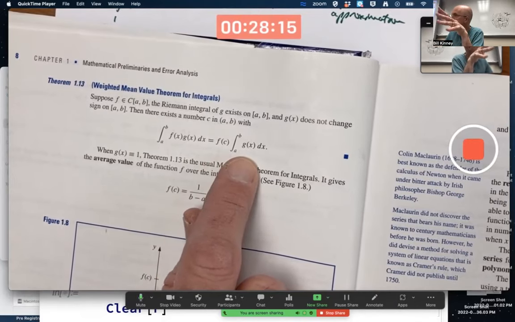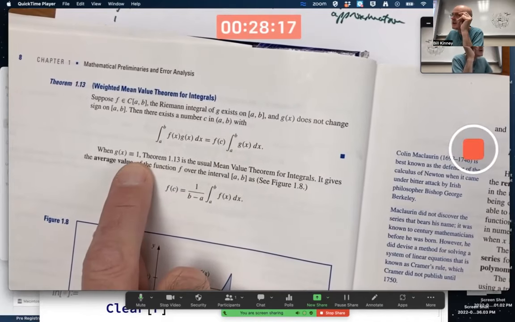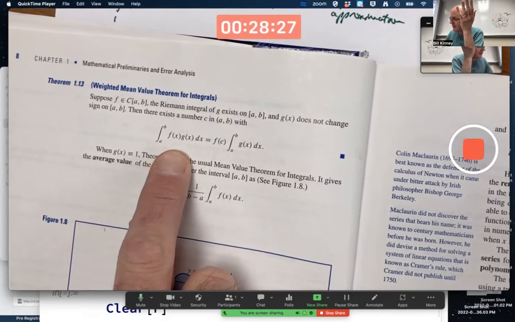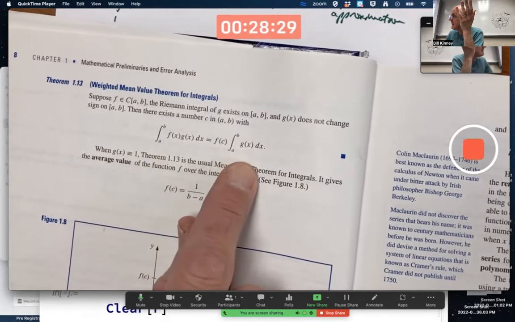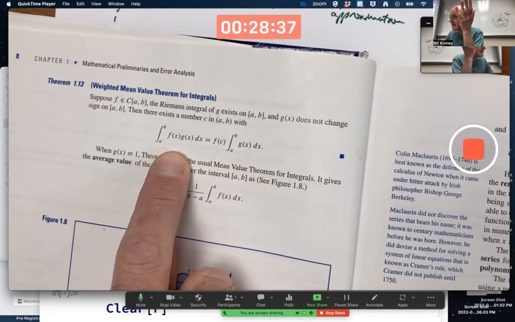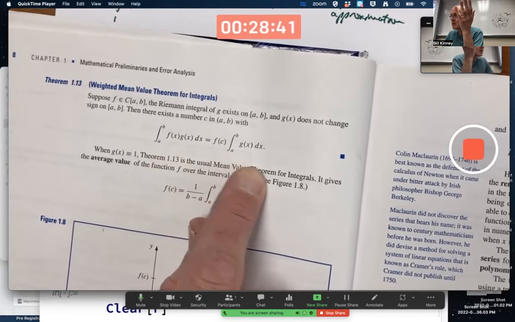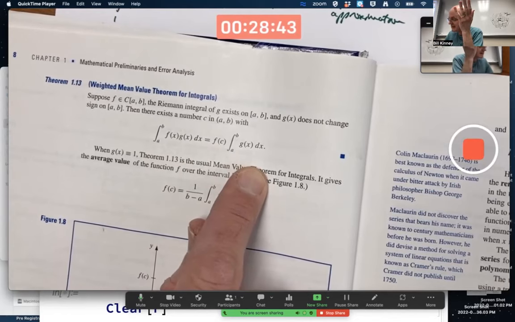When g of x happens to equal the simple function 1, this integral on the right is the integral of 1 from b to a, which is just b minus a. And so the integral of f can be written as f of c times b minus a. Catch what I just said? Say it again. You're listening? The integral of f, when g of x is the constant function 1, is f of c times the integral of 1. And again, the integral of 1 is b minus a.